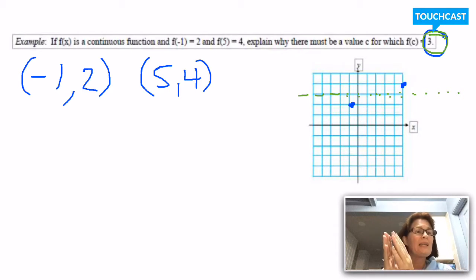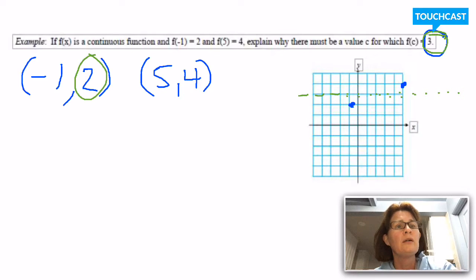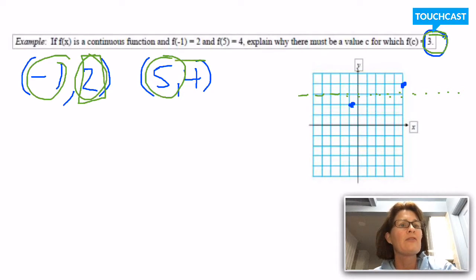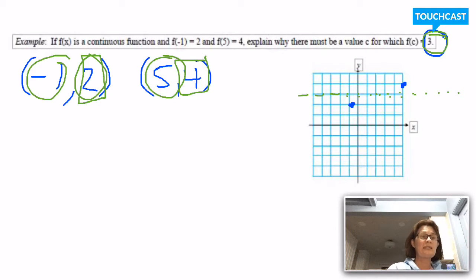So we had the intermediate value theorem. If f is continuous on the interval a to b, then it takes on every y value between f of a and f of b. Well, in this case, my a and my b are -1 and 5. My f of a is 2. My f of b is 4. So the question is, do I have two y values, one bigger than and one smaller than my target y value? If I do, then I'm going to be able to apply the intermediate value theorem.